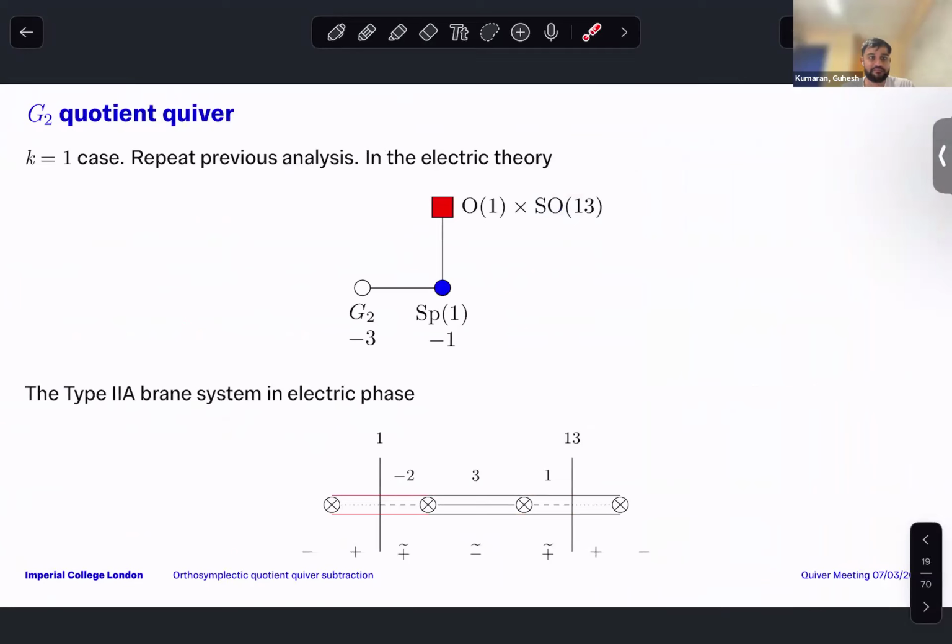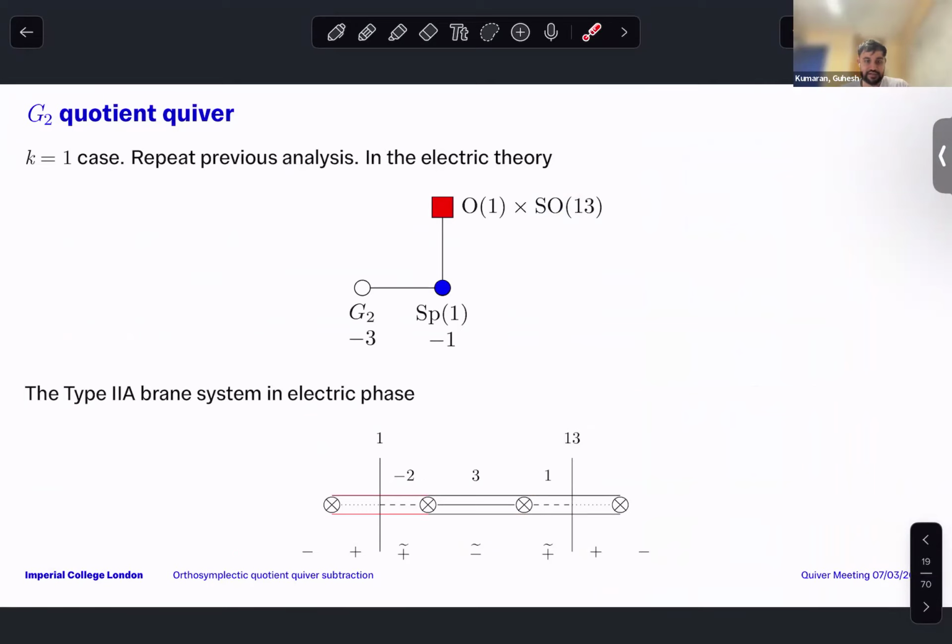And then I just repeat. So what I did for k equals 0, I do for k equals 1. So here I have G2 times SP1 gauge theory, and it has a flavor symmetry of SO13 times O1. So you can see how the heavy D8s here give me the SO13 and the O1.